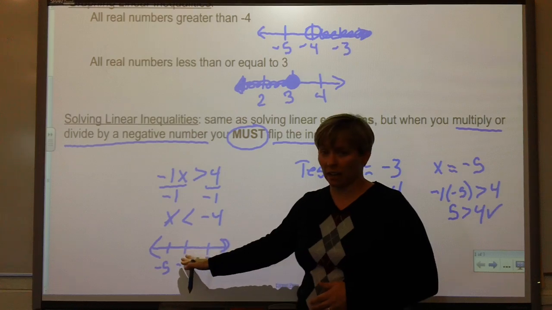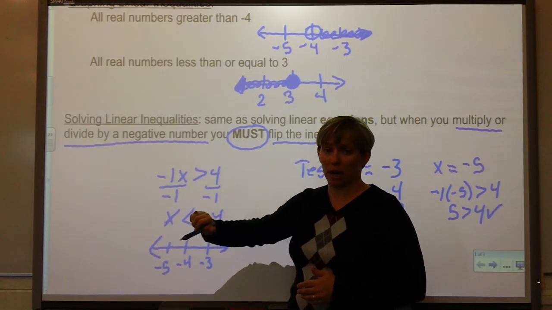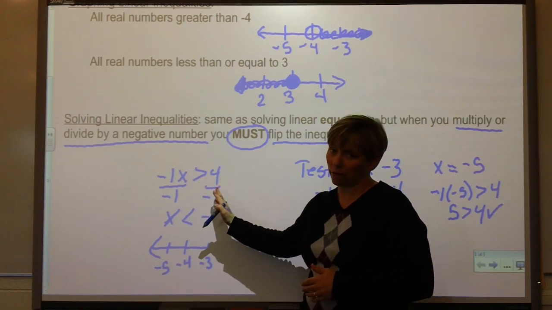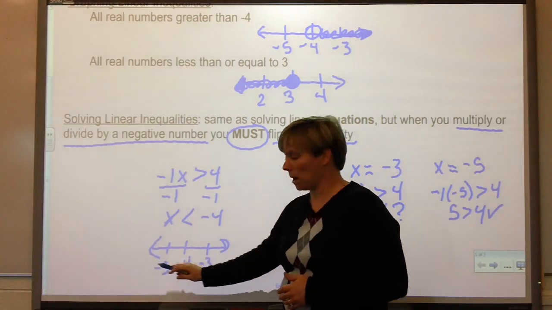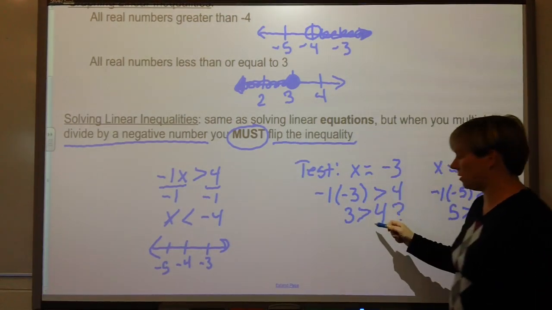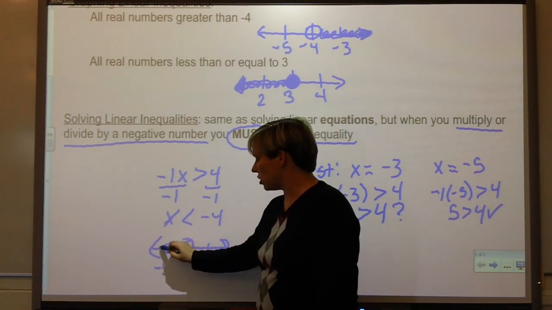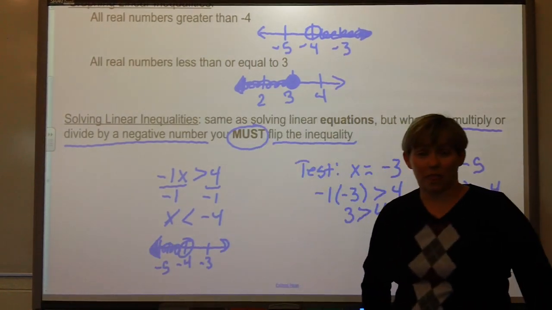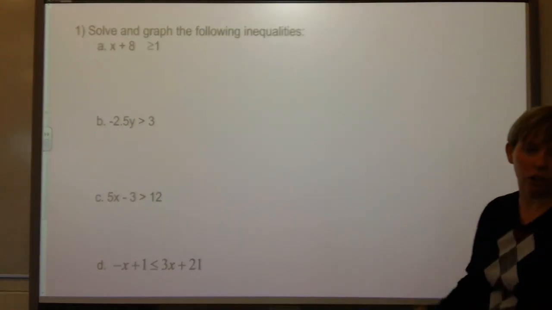If I'm here at -4 and I'm going to take the opposite of a number and I want that to be greater than 4, then I have to take all of the numbers that are on this side of my number line, not over here because that doesn't work. So I'm going to open circle there and shade everything that way.